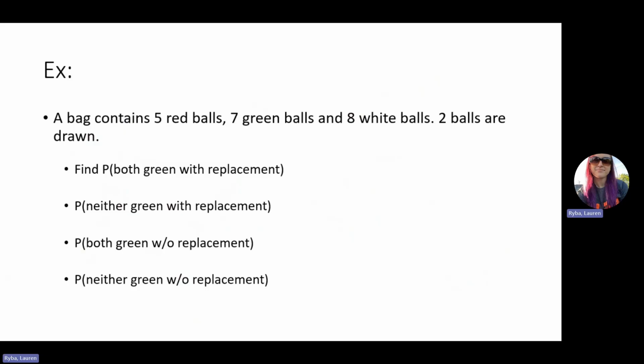I want to find the probability that both are green with replacement. So the way I like to do this is I like to think about it as the first draw and the second draw. So when I reach in the bag the first time, I want to get a green. Well, there are 7 green out of, what are we at? Is that 20? Add those all together? Yes. So I reach in the bag, probability to get a green is 7 out of 20.